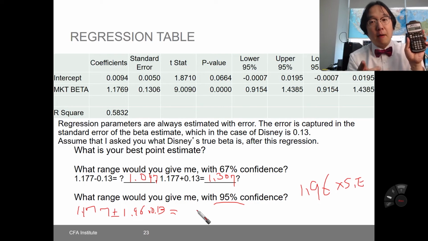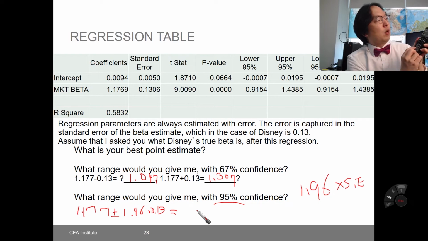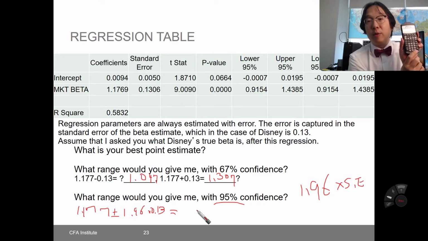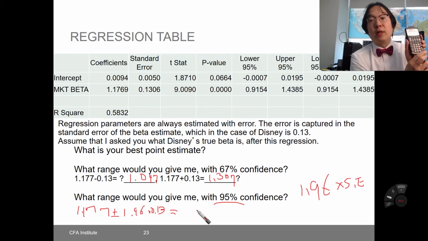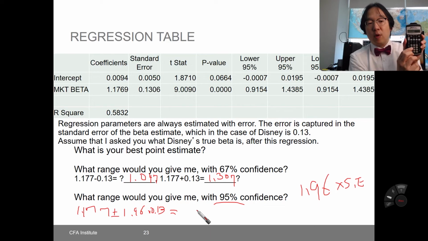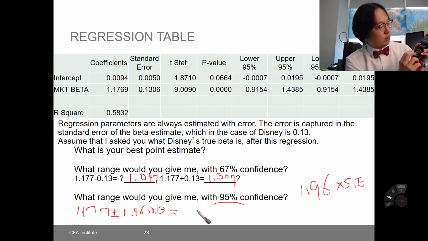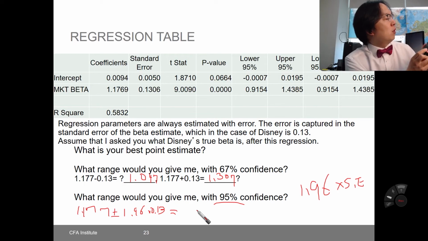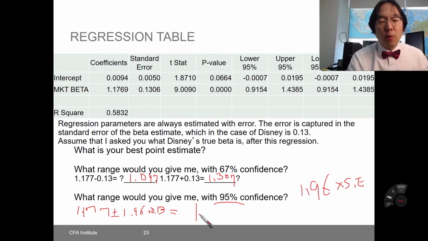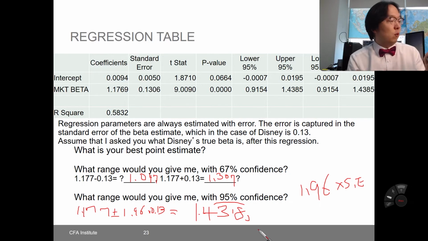And then, 1.177, plus, and parentheses, right? 1.96 times 0.13, and close the parentheses, right? That calculates the second term over there, and then punch equal, that gives me the final result, right? 1.4318. And lower bound should be what?